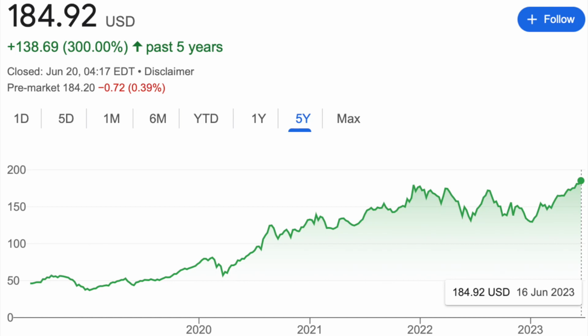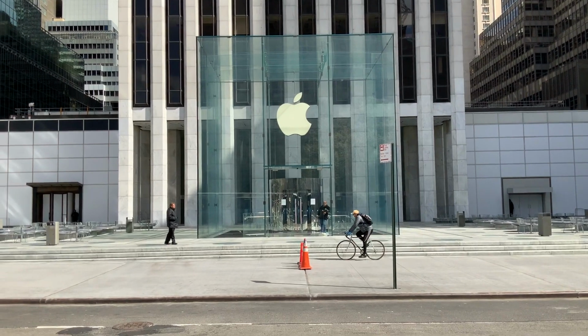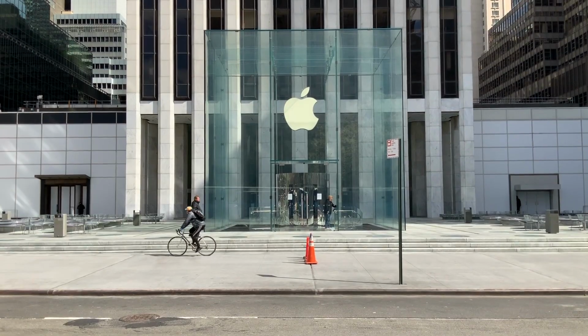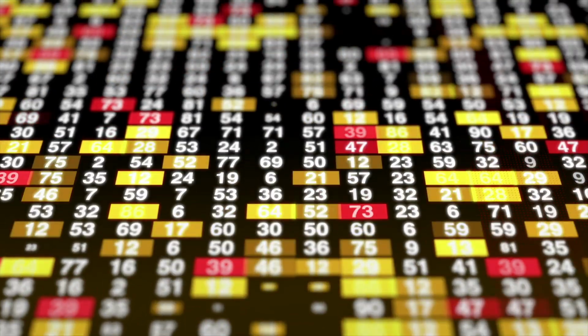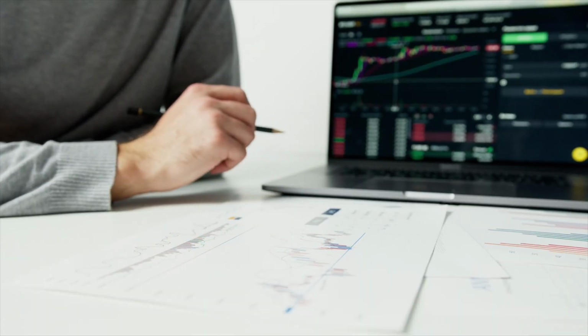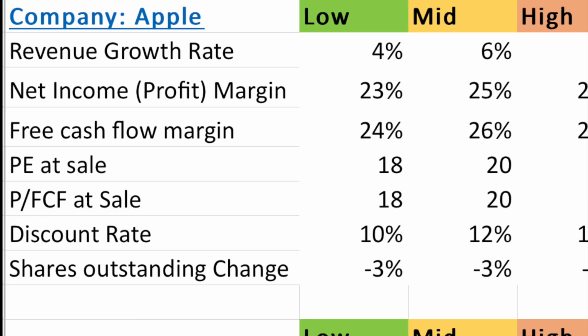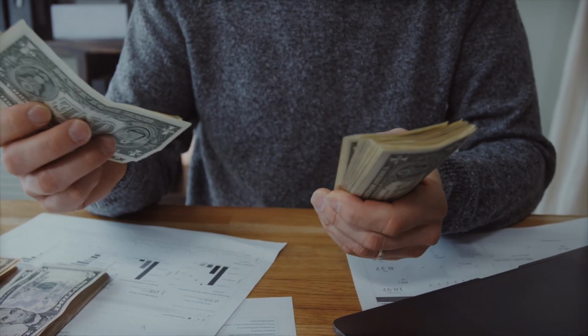Apple is trading at all-time highs, and in this video I am going to analyze Apple stock by looking at some important metrics like their debt and their dividend. And finally, I will be using my Excel spreadsheet to come up with a valuation for Apple.